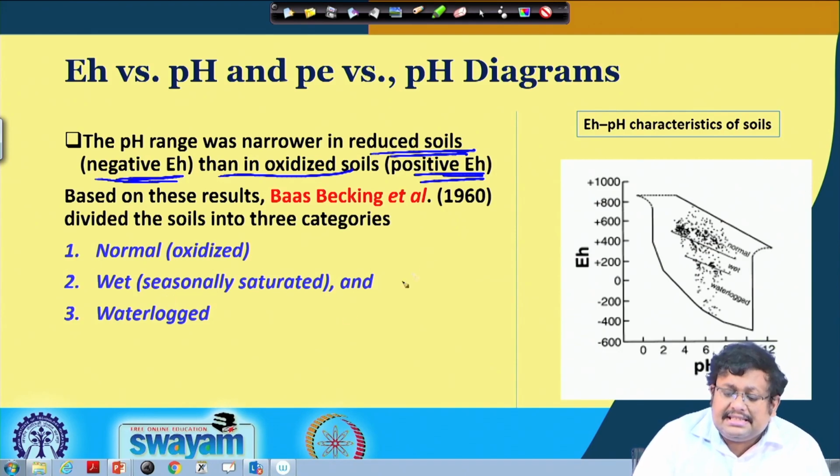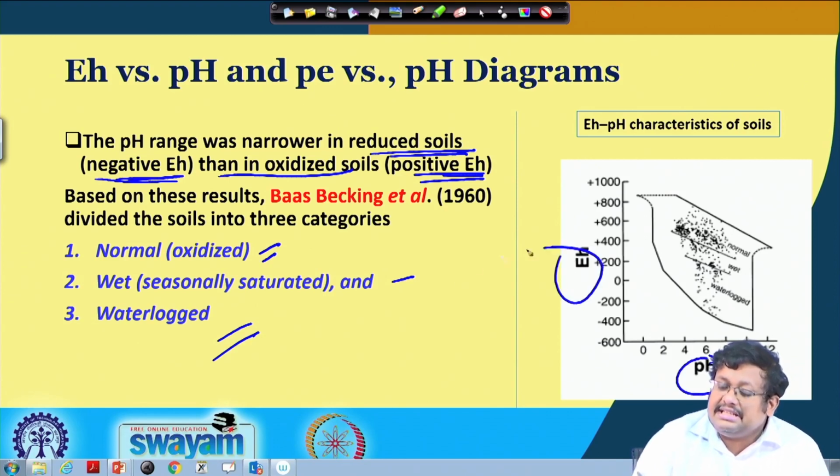Based on these results, the scientist Baas Becking et al. in 1960 divided the soil into three categories. One is normal soil, which is basically oxidized soil, wet soil, which is seasonally saturated, and waterlogged soil or submerged soil. So, here you can see, based on the pH and EH relationship, they have defined three different types of soil: waterlogged soils, wet soils, and normal soils.